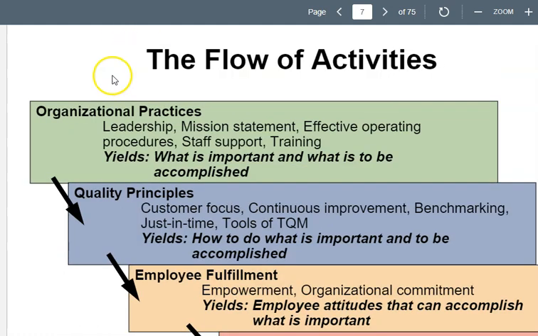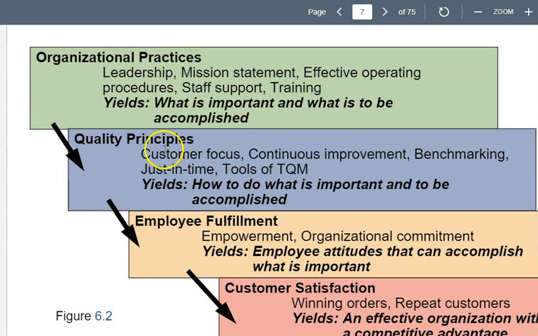So the flow of activities, in general, not considering all types of organizations, but in general, in organizations, you have organizational practices, quality principles, making sure that quality is defined and monitored, and employee fulfillment, making sure that employees are trained and informed of how to accomplish that quality and follow the organizational practices, and making sure that your customers, your clients are happy, right? They're satisfied with your product.